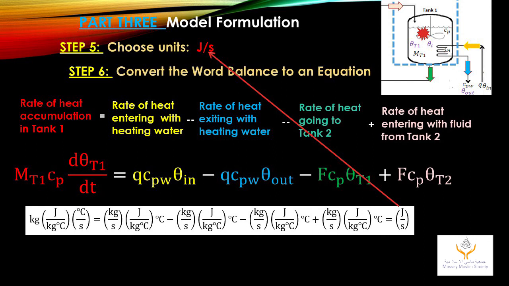All right. Next step is that you choose units. In this case, it's joules per second, because we're doing heat transfer, or you can use calories per second, but generally it's joules per second. If you do mass transfer, it's moles per second. If you do momentum transfer, it's newtons per second. Okay, that's the word balance. And then you take your word equation that we saw on the last page, and you convert it to equations.